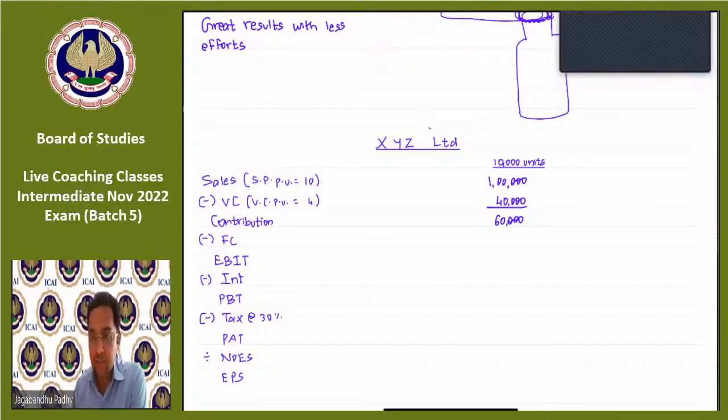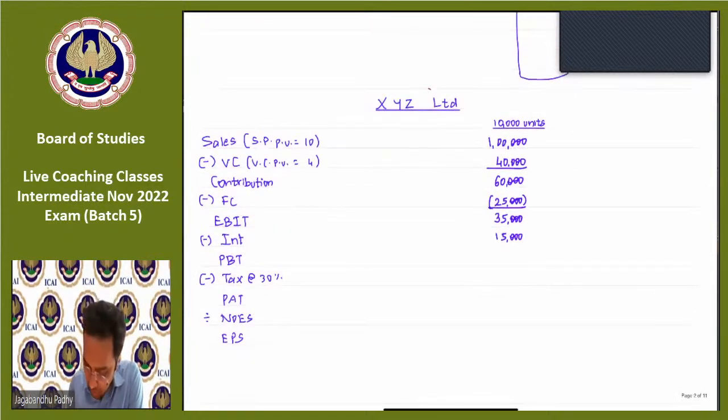Right? And let's say we're having a fixed cost of 25,000. A fixed cost of 25,000 will make the EBIT 35,000. Interest is 15,000, and what you get is profit before tax of 20,000. Right? So I'm assuming these figures are assumed. The fixed cost and the interest figures are assumed.